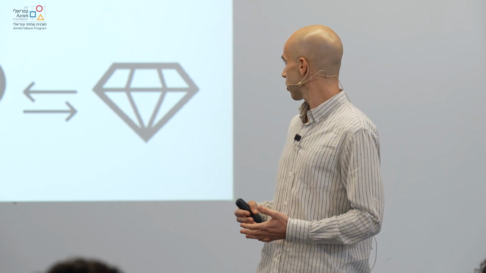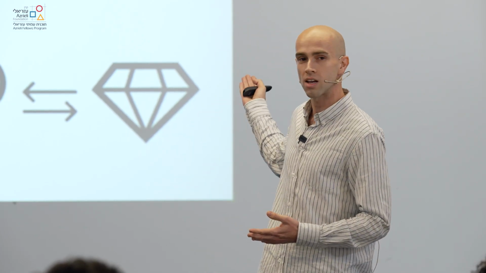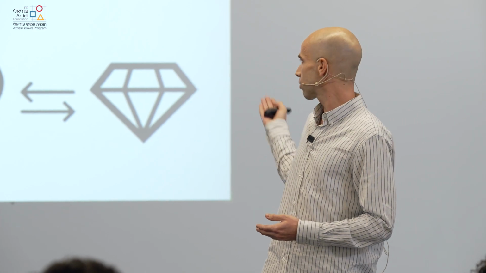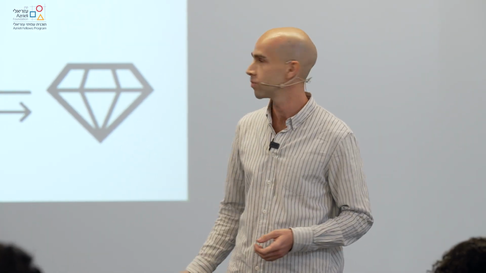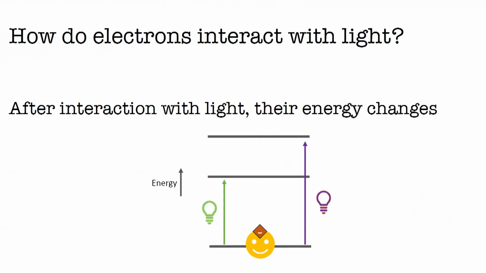We want to know, for example, how much light is absorbed in this diamond, and how do the electrons in this diamond interact with the light emitted from this bulb. So when we shine a light on the material, an electron, like this yellow friend here, can move from its initial energy level to a level of higher energy. We call this process an excitation.